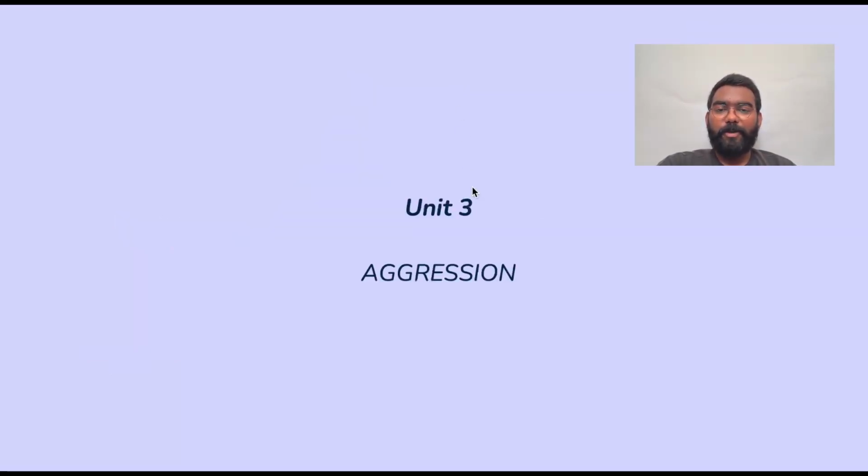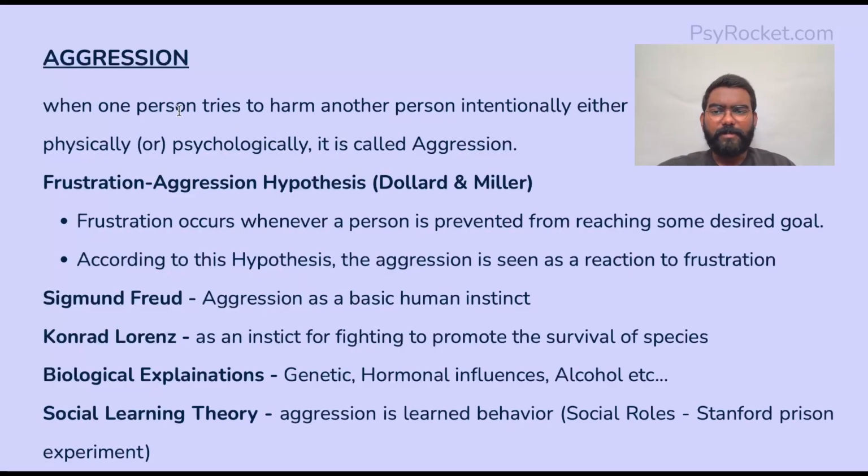Now coming to unit 3, aggression. Aggression, everybody knows, is when one person tries to harm another person intentionally, either physically or psychologically. There are several explanations for aggression. One of those explanations is the frustration-aggression hypothesis given by Dollard and Miller.